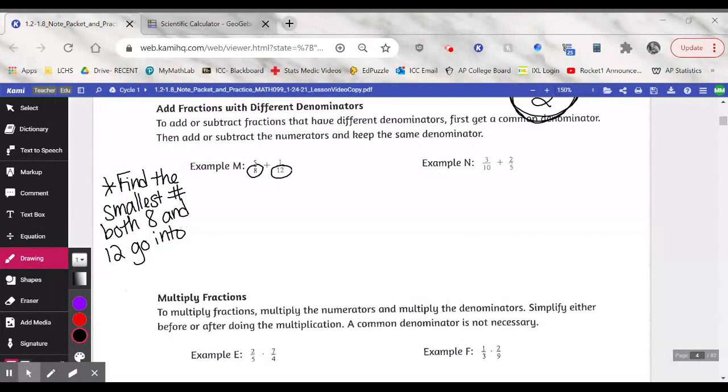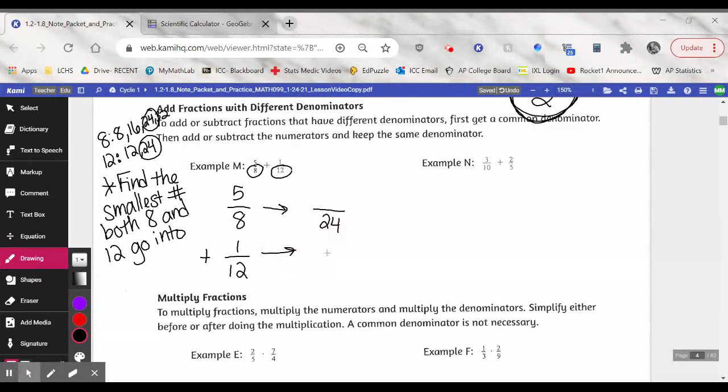So if I think of the multiples of 8, the multiples of 8 are 8, 16, 24, 32. If I think of the multiples of 12, 12, 24, and I can stop there because I've got a match. So 24 is something that I can have the new denominator be. So that is going to be my new denominator.